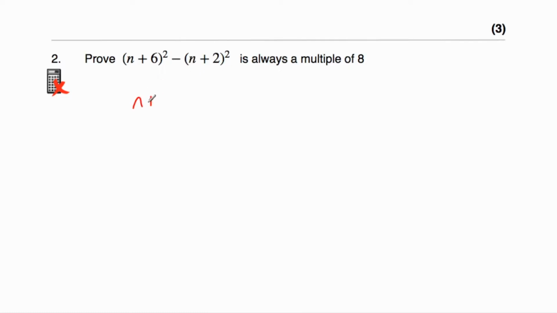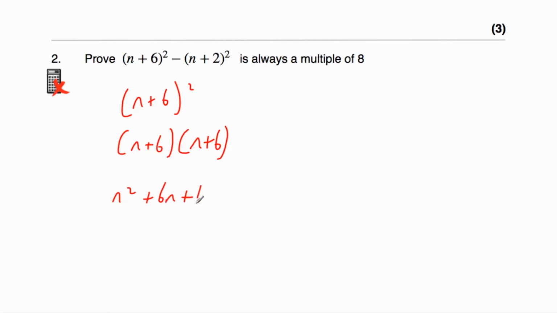So we've got n plus 6 close bracket squared. If we were to expand that, that would be equal to n plus 6 brackets n plus 6. And when we expand that, we get n times n is n squared, n times 6 is plus 6n, 6 times n is plus 6n, and finally 6 times 6 is 36. So that would be n squared plus 12n plus 36. That's what we get whenever we expand this bracket.